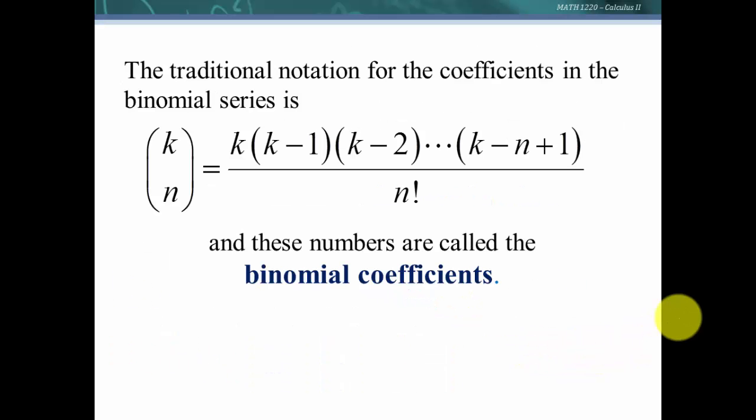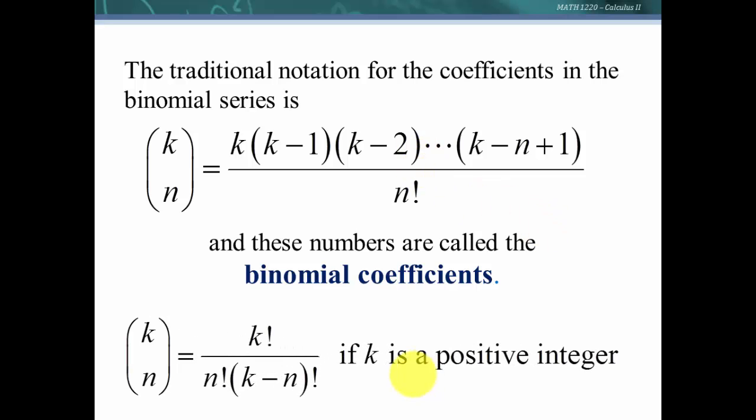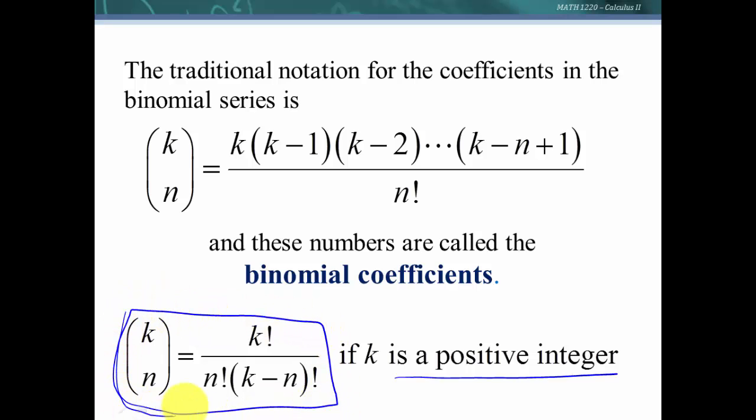Now let's look at this, and the traditional notation for writing coefficients in a binomial series, they're called then the binomial coefficients, is we put this like this, and this is what it equals. And if k is a positive integer, so if this binomial is raised to a positive integer, then this will simply be computed by doing k factorial over n factorial times (k minus n) factorial. However, k doesn't have to be a positive integer, it could be something else, and then we would need to look at it in this form.